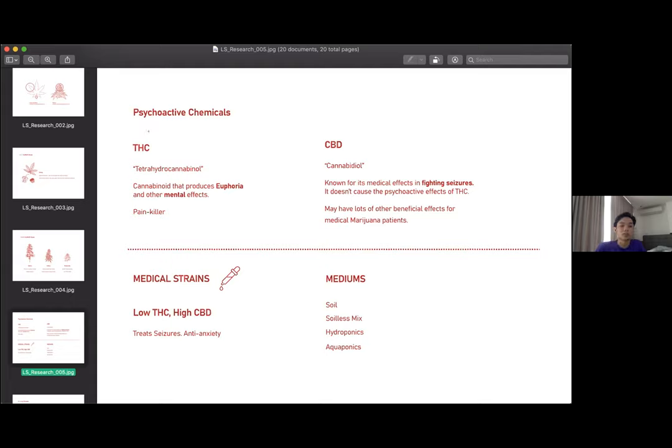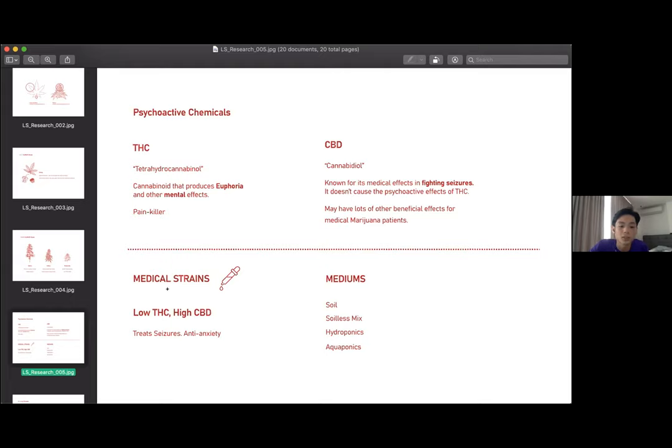It's used as a recreational drug, so we don't want that much. CBD though is the one that's anti-anxiety, it has a relaxing effect, fighting seizures. It also treats cancer. So if you want medical cannabis, getting CBD is the way to go.